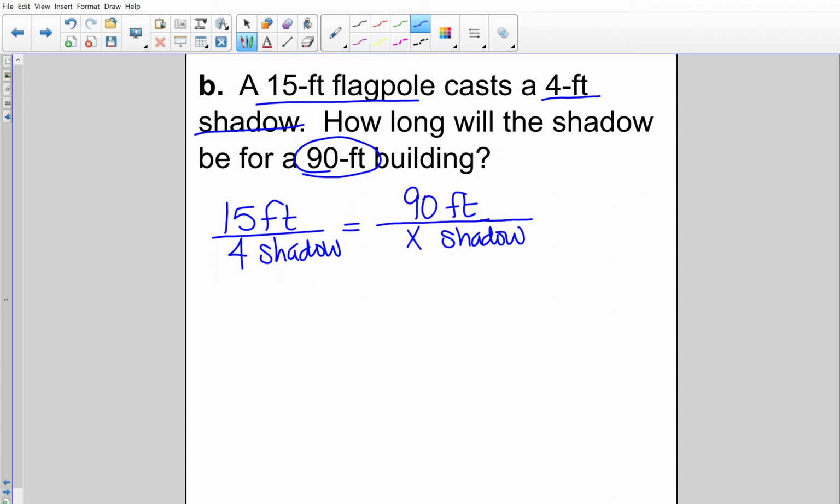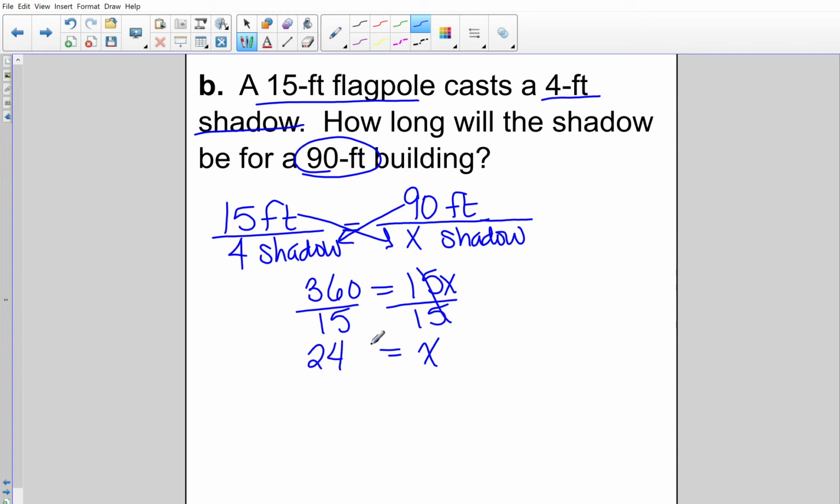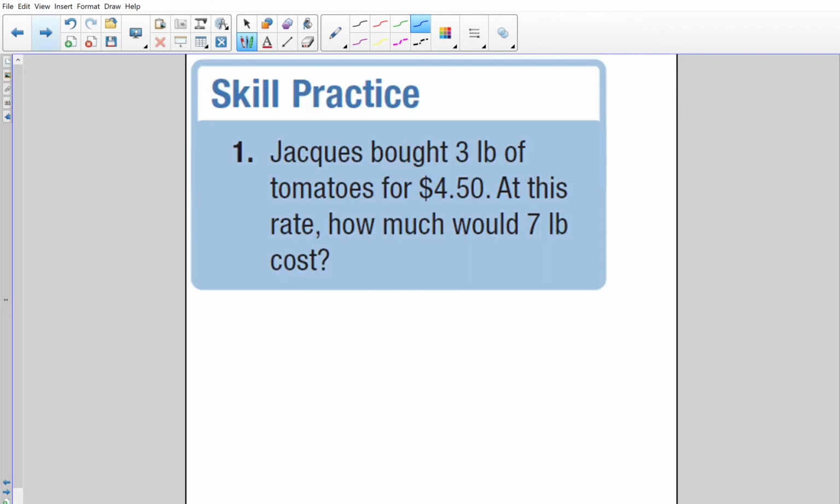So again, we're going to cross multiply. This gives me 15x, and over here we have 90 times 4, which is 360. And then I can divide both sides by 15. So x is equal to 24 feet. It's still feet, but we know that this is the shadow. So you can write 24-foot shadow or just 24 feet. It's the same thing. Okay, if you want to pause and try this one on your own.